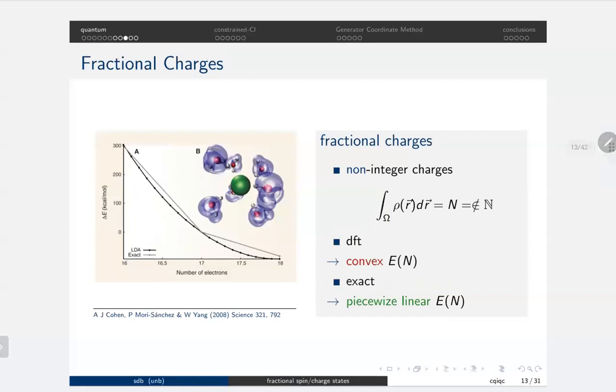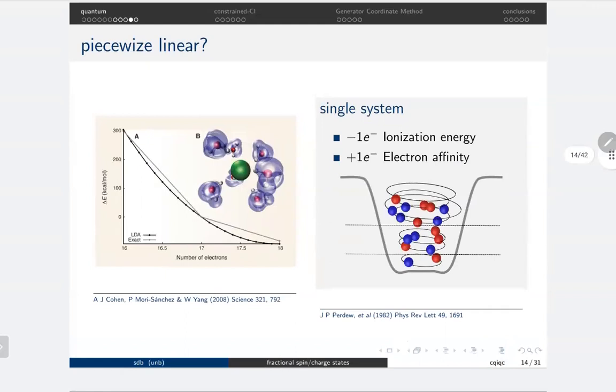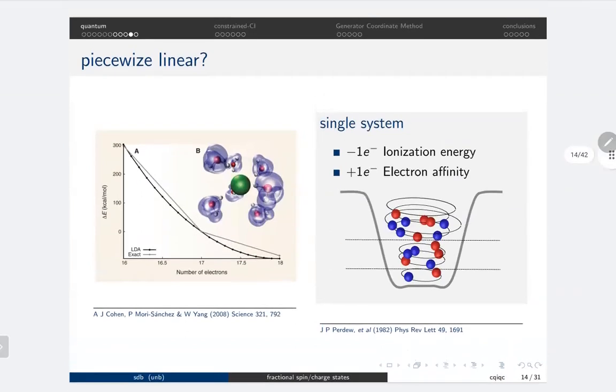Purdue makes the argument that it should not be this convex curve, but it should be piecewise linear between the integers. Okay, so how do you get there? Well, at the integers, the problem is pretty simple. Then it's a standard problem. You distribute your integer number of electrons. You put 16, 17, 18. You calculate 3 points. You get an energy, and you have those 3 points.